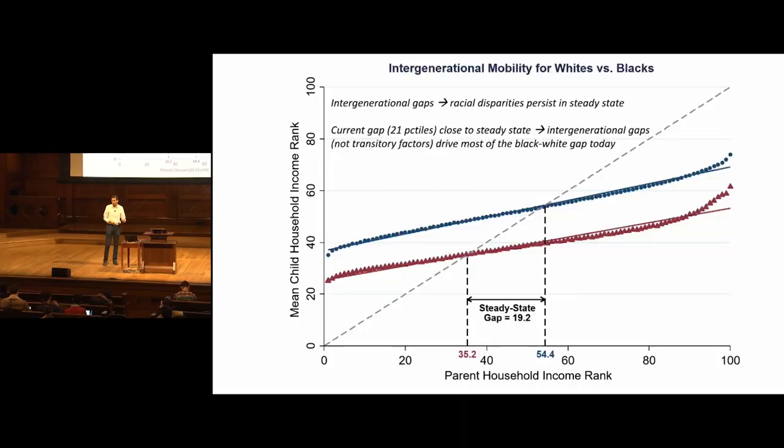So what you can see from this is intergenerational mobility really seems fundamental in understanding why we have persistent racial disparities in the US. Okay, so any questions on what I've just covered here?